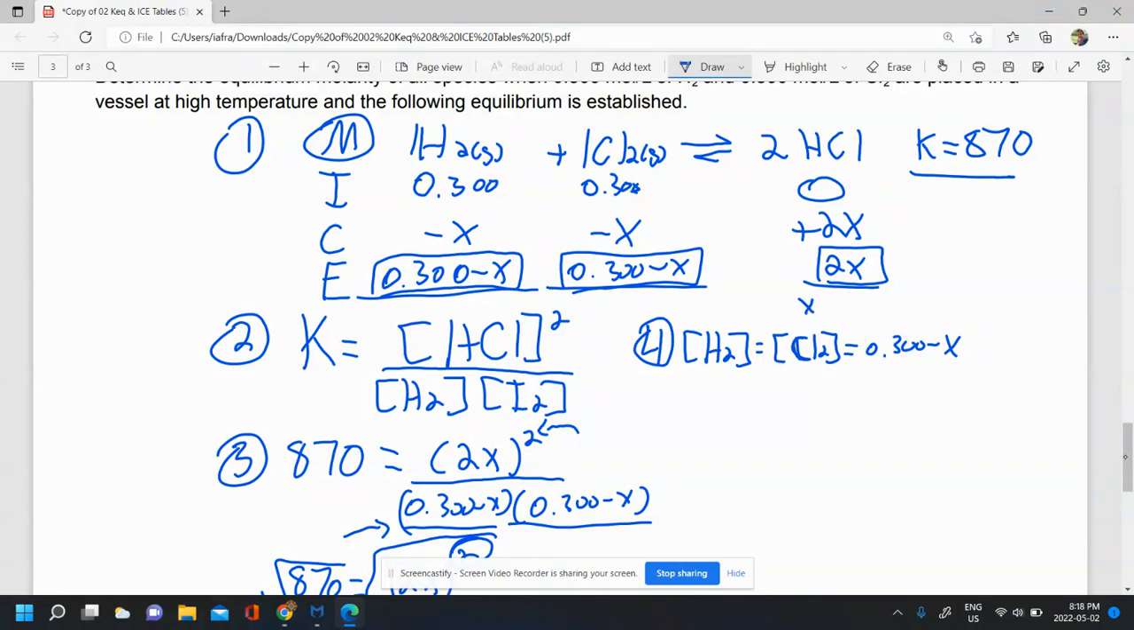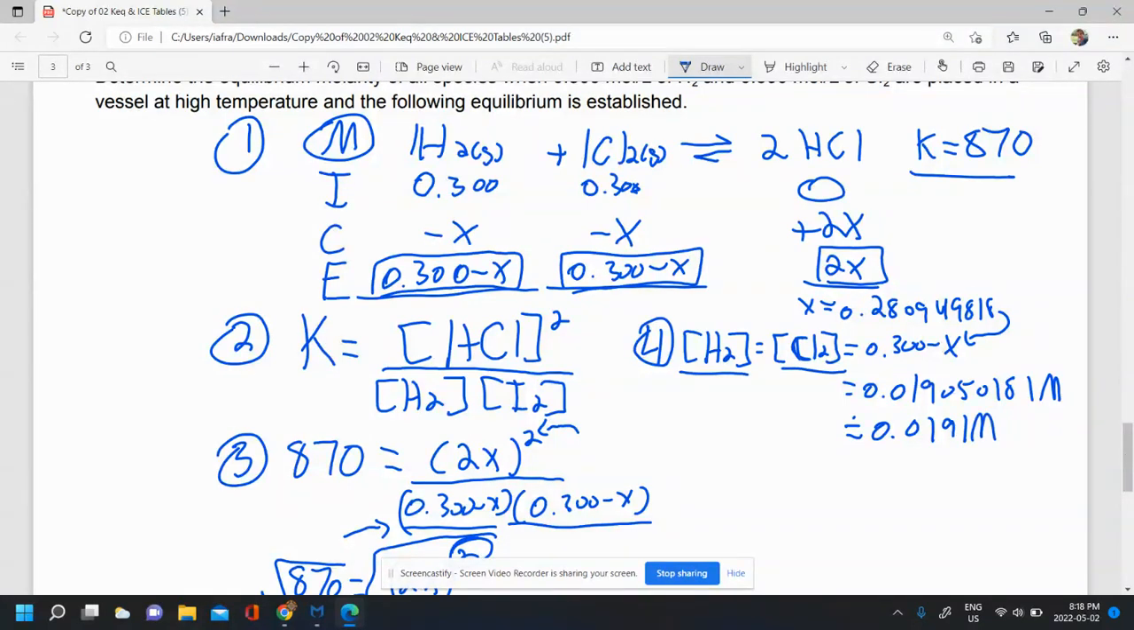And remember that x is equal to 0.280949818. So we can plug that in there, and we get 0.019050181 molar, because it's a concentration, or approximately to 3 sig figs, 0.0191 molar. That's for both the H2 and the Cl2.